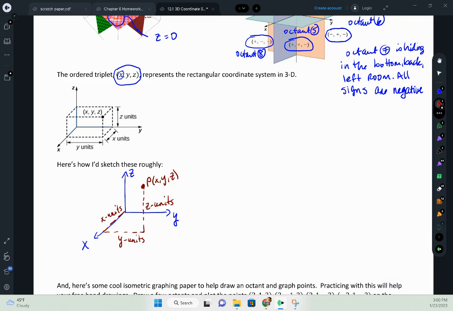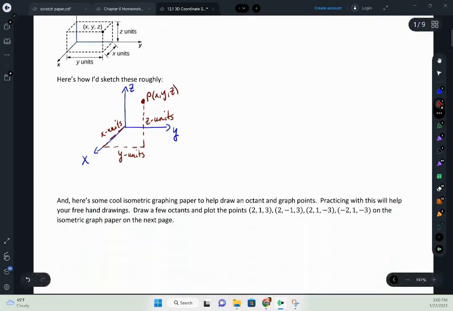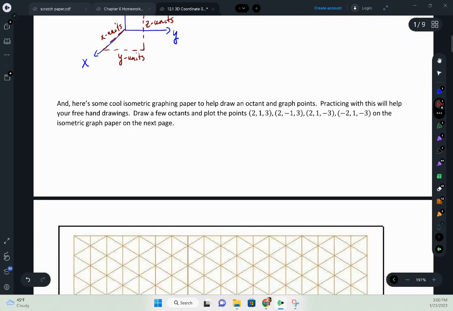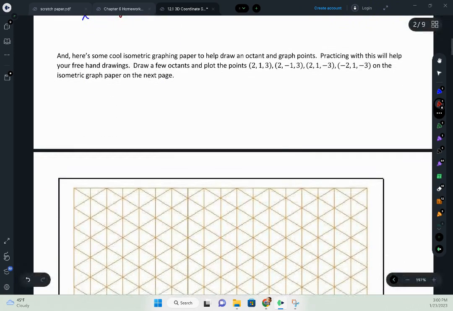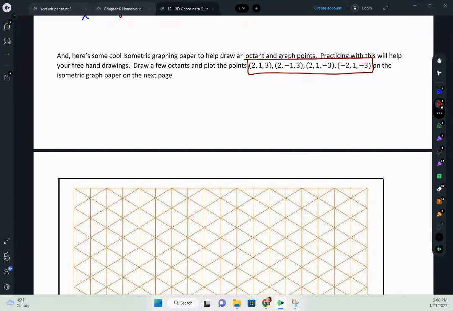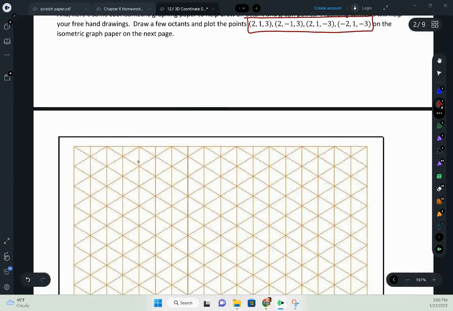Now remember, I'm just sticking with the first octant where everything's positive. We have to be able to do this in any octant where anything could be negative. So we've got this next exercise where we can do that. In this exercise, we're asked to draw a few octants and then plot the given points. These are the points right here: (2, 1, 3), (2, -1, 3), (2, 1, -3), (-2, 1, -3). So I'll start off with (2, 1, 3).